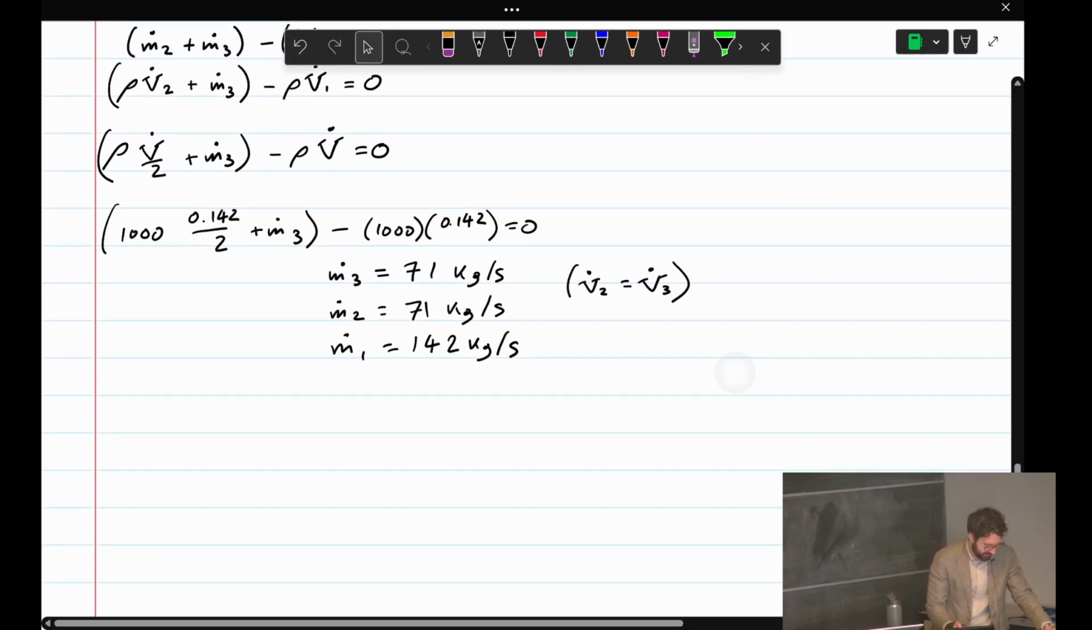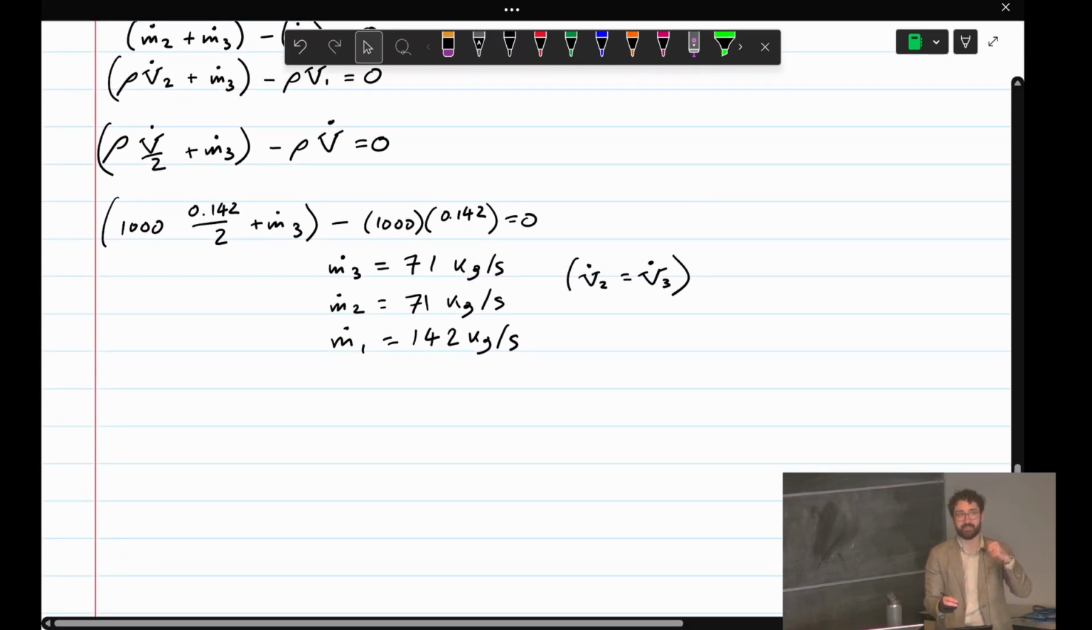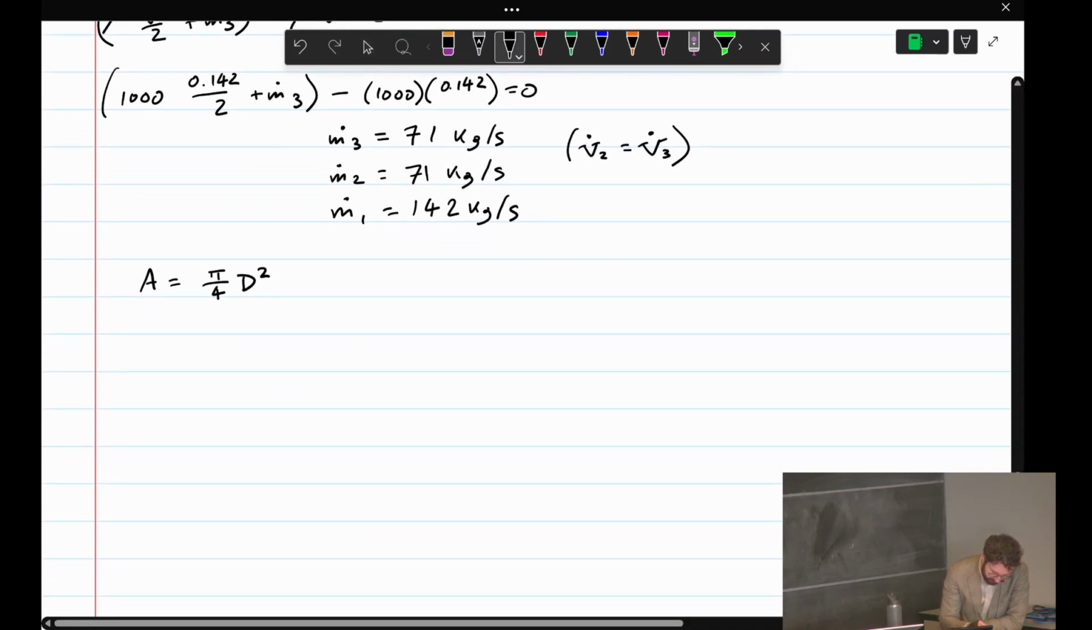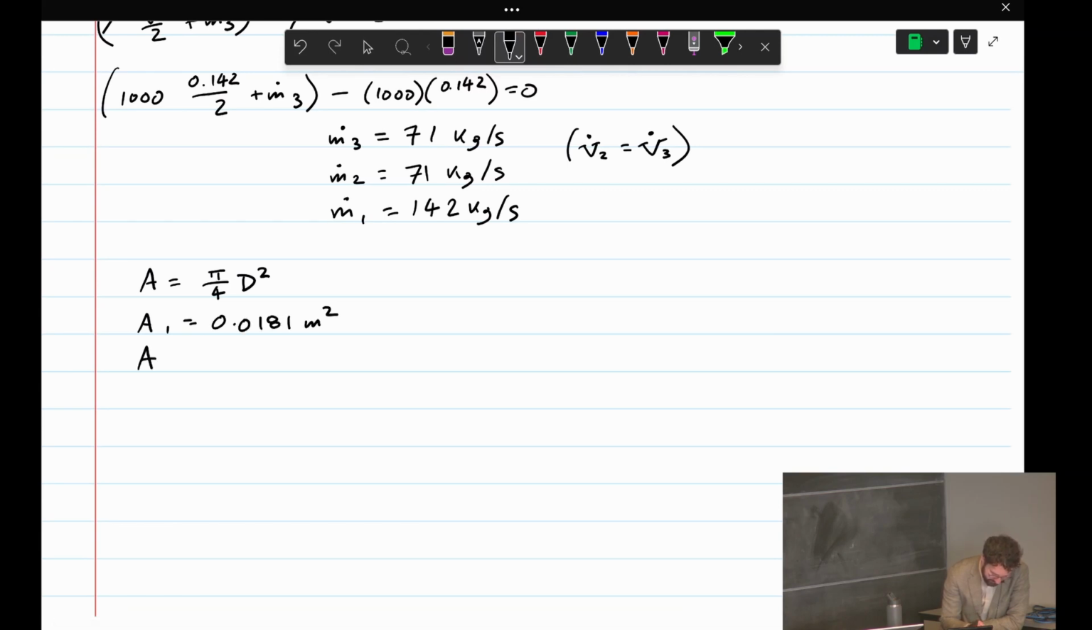Before we go there, I'm going to need to calculate a whole bunch of areas and flow rates to make this a little bit more straightforward. So I'm going to use area as pi over 4 d squared. So A1 is 0.0181 meters squared. A2 is 0.00456 meters squared. A3 is 0.00811 meters squared.